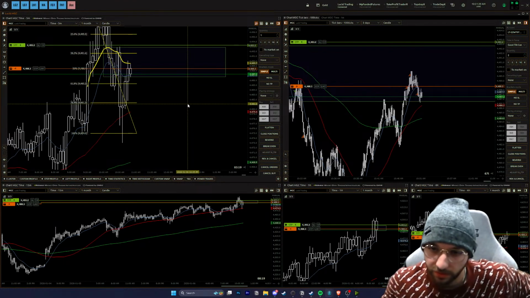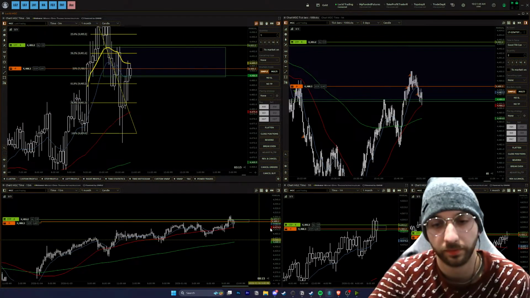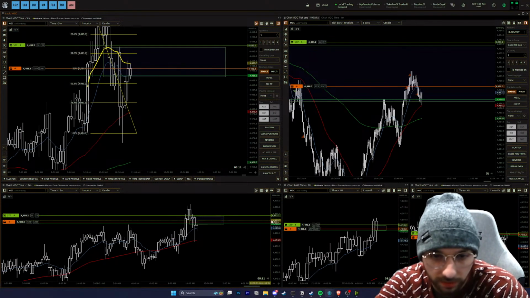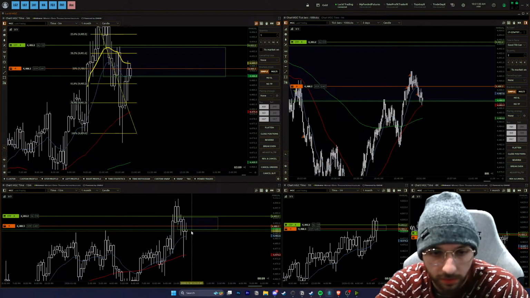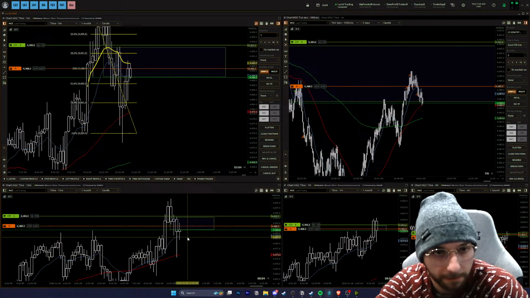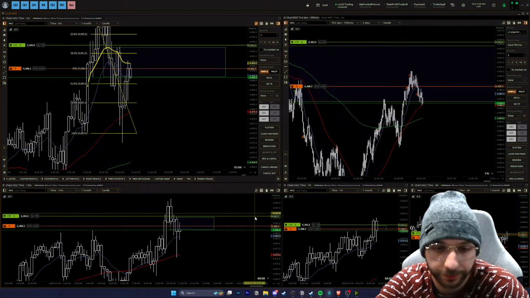8 minutes till this 1 hour candle closes. I don't love the 15 minutes though. That's like one of the only things I don't like about this trade. This is a nasty wick. Doesn't mean that much, but just don't look pretty.